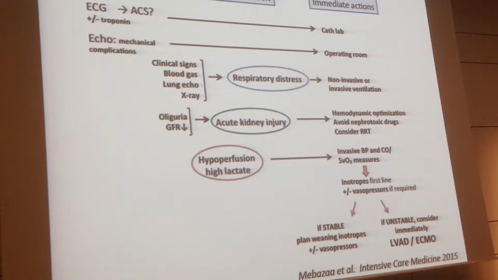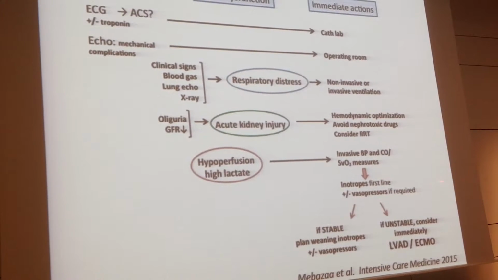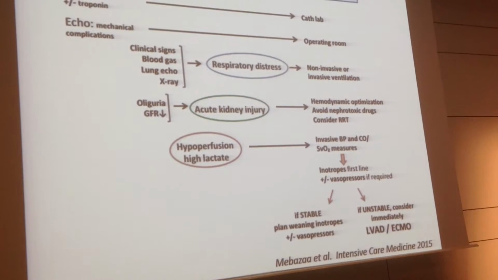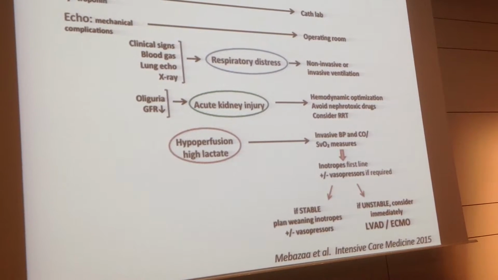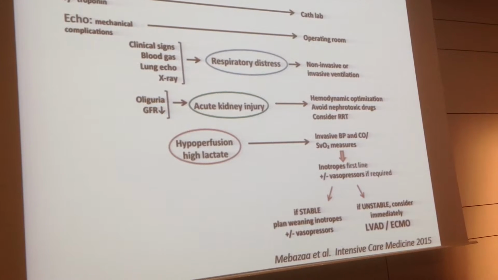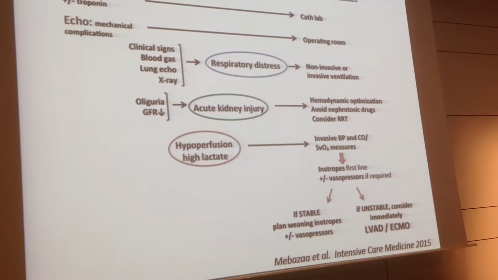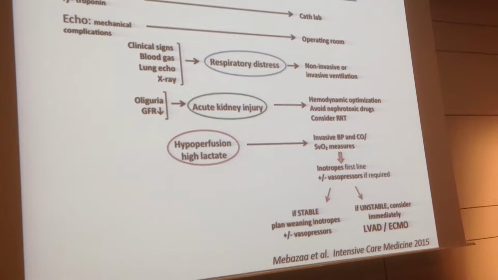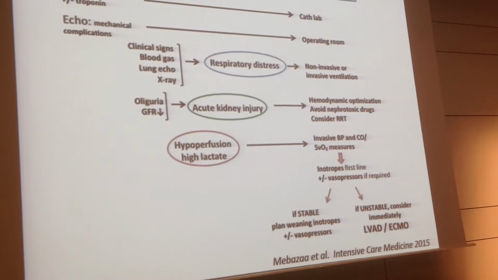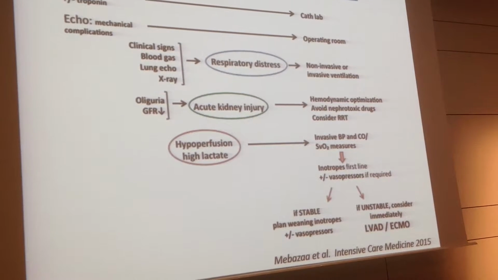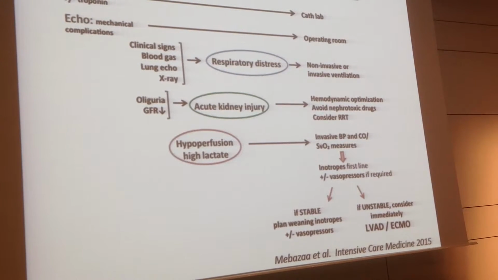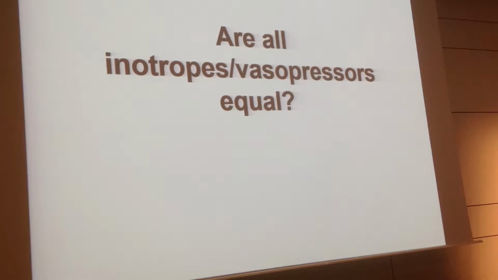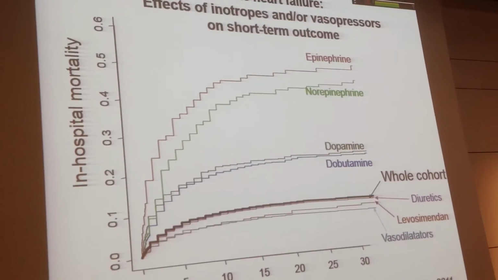But what is very important for young physicians is to explain that, as for antibiotics, by the way, when you give inotropes and vasopressors, you should already plan when you are going to stop them, because many of them are really harmful. We should already plan, if the patient is stable, to wean inotropes and vasopressors. However, in some cases, despite those treatments, the patient is still unstable, and I will show you how we can go to the next plan. Are all inotropes and vasopressors equal?